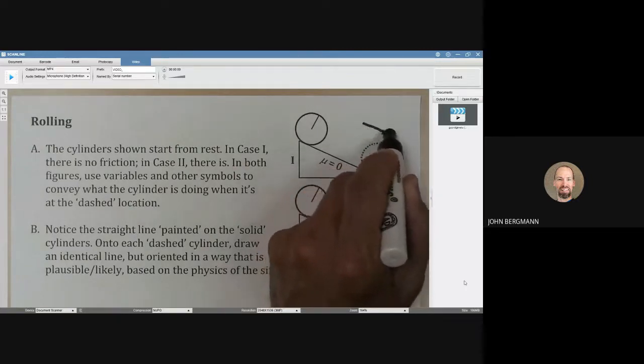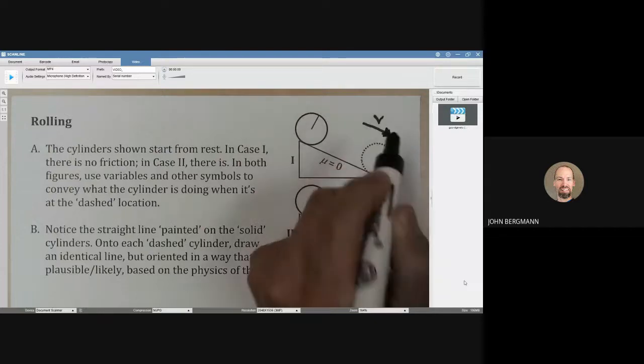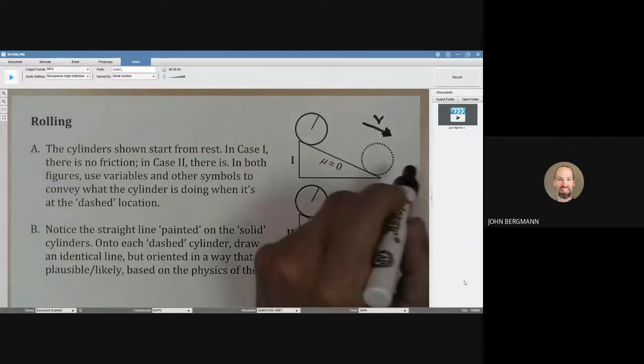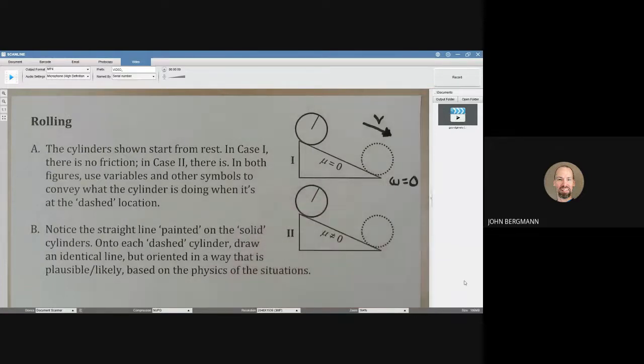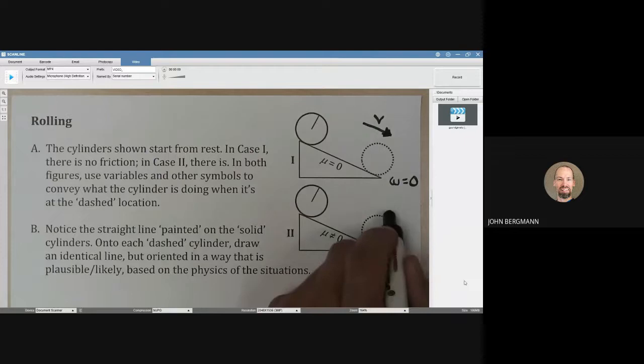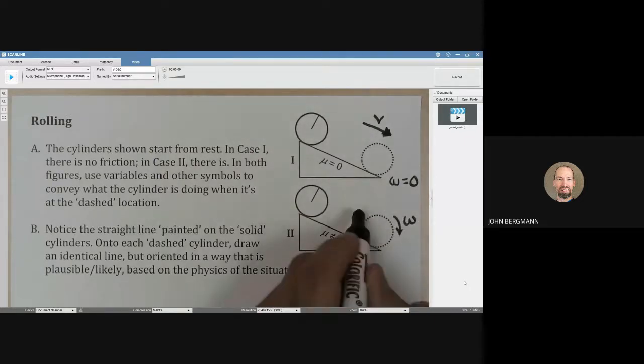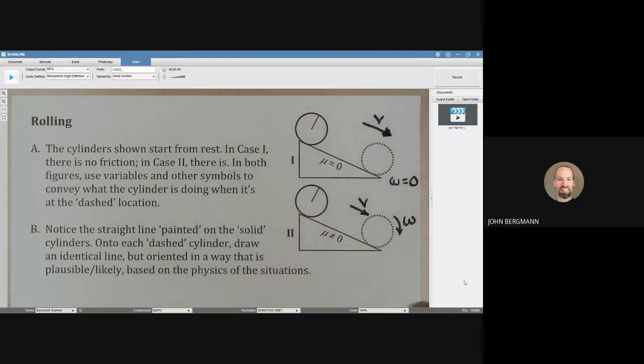So I can maybe put a little arrow here and say v. It's going that way. And maybe I want to make a little notation that omega here will be 0. That cylinder will not be rotating if there's no friction. Here, it will be rotating. It's going to be rotating that way. And it will be moving too, obviously, in that direction.